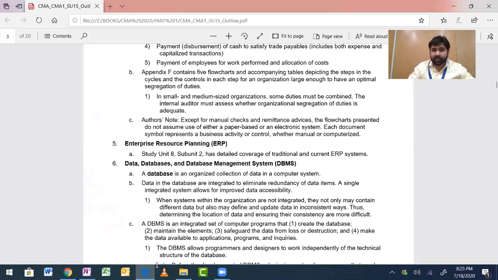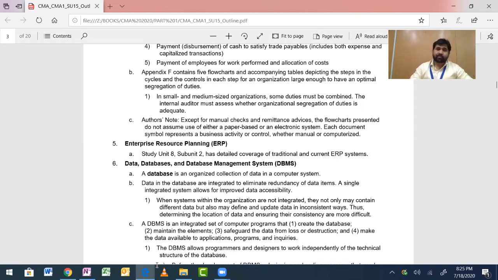Then ERP, so study unit 8 subunit 2 has detailed coverage. Fine, we'll go there and we'll do it. We already did a little bit of that here. Then databases and database management system. DBMS, database management system.